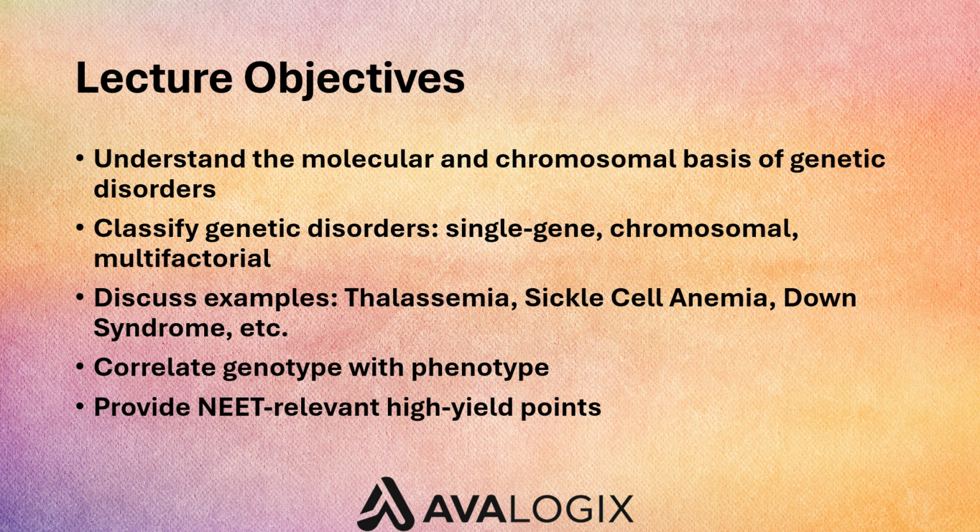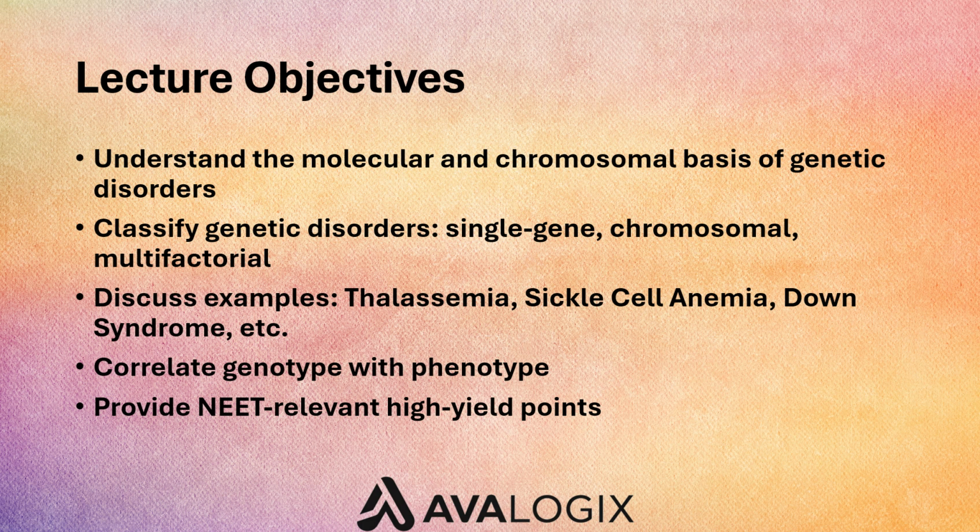Before diving into the content, let's take a quick look at the objectives of today's lecture. Our goal is to achieve a thorough understanding of the molecular and chromosomal basis of genetic disorders. This includes identifying whether a disorder results from a mutation in a single gene or a large-scale chromosomal abnormality, and how those molecular changes translate into clinical symptoms. We will start by classifying the different types of genetic disorders: monogenic or Mendelian disorders, chromosomal disorders, multifactorial disorders, and mitochondrial disorders. This classification is essential, not only from a theoretical standpoint but also in clinical diagnosis.